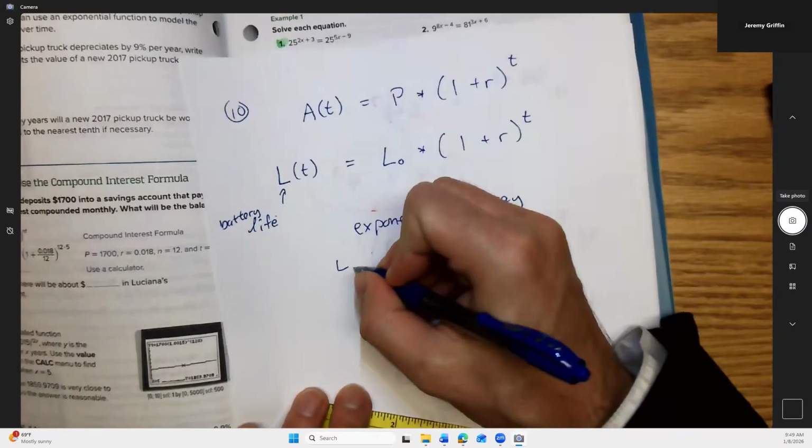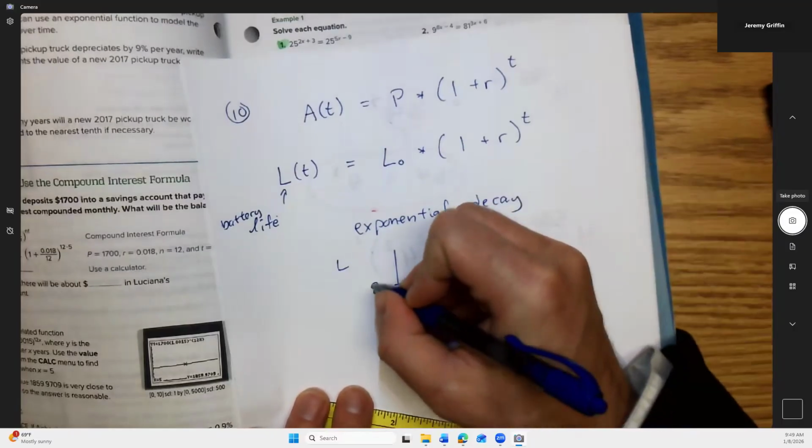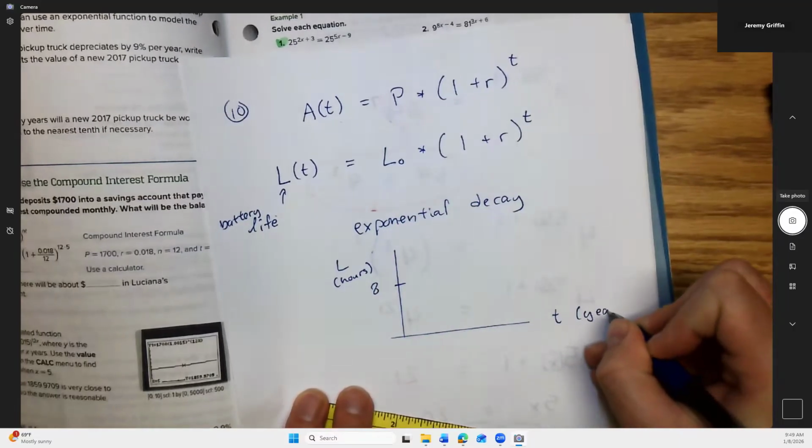Okay, so battery lifetime as a function of time. That's going to start here at 8 hours. So this could be in hours. Right, time passing by could be in years.